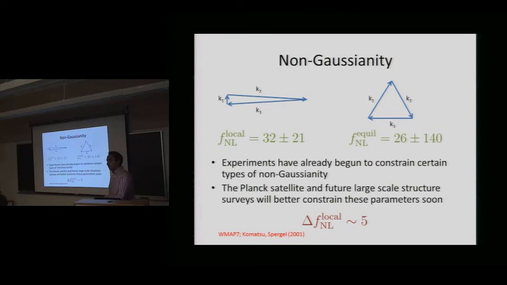And future experiments, including quantum and large-scale structure, will do a lot better at constraining non-Gaussianity. So the forecast for quantum is something like the error will be reduced to about 5 on FNL local. Projections for large-scale structure should push this down to about 1 or some degree. So within just a few years, we'll have much better data on FNL local.